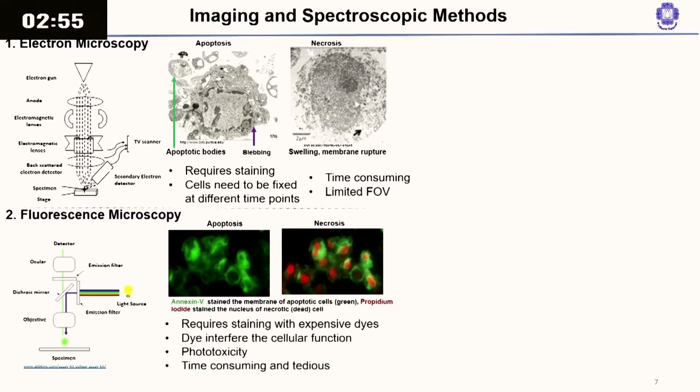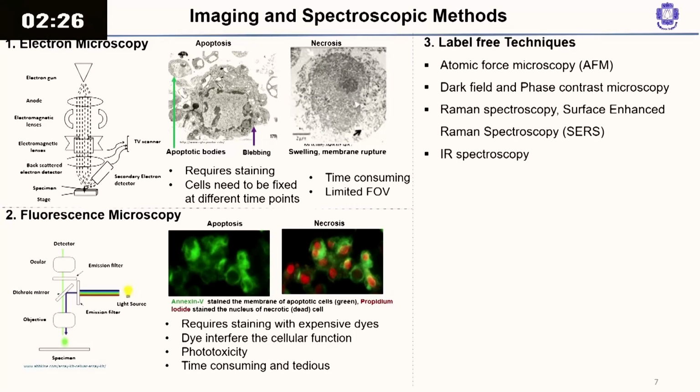Here as well, you need some dyes to stain the cell. Also, this dye interferes with the cell activity. Phototoxicity is another problem here. Also, it's time-consuming and tedious. So now we can say that we need some sort of device or some way to image or to detect the cell death mechanism without any label.